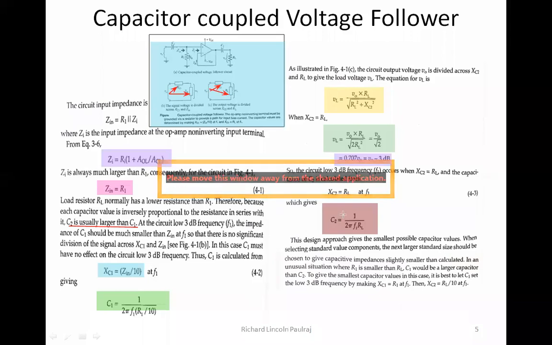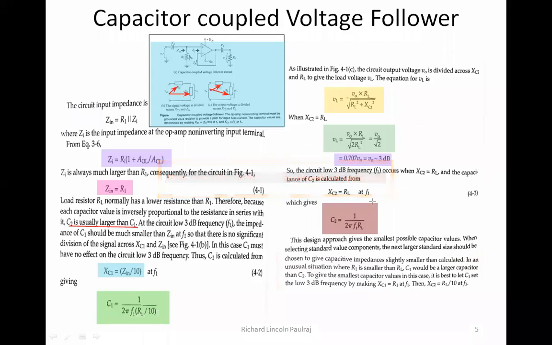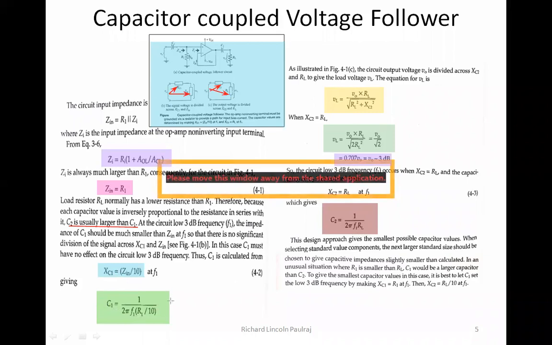So we were looking at the formula C2, and C2 is equal to 1 by 2 pi F1 into RL, right? So here my capacitor C1 is dependent on R1, and C2 is dependent on RL. And now remember, here we have taken R1 by 10, but here we are not taking that value, right? Can someone tell me why we are not taking that value divided by 10?